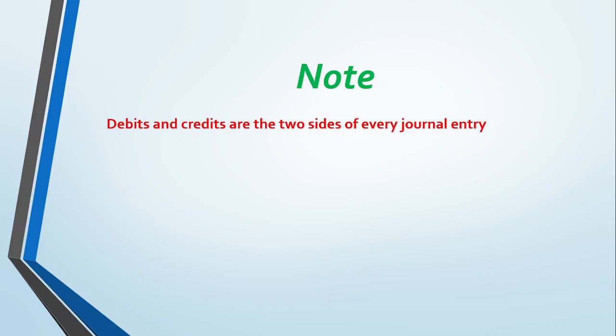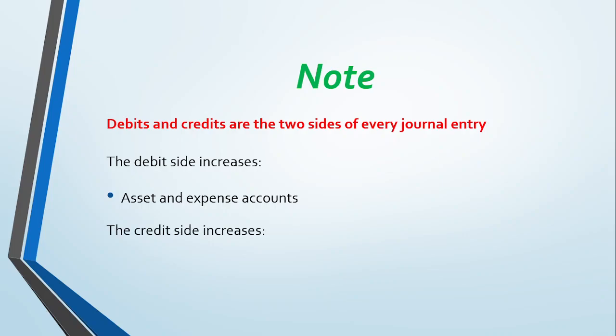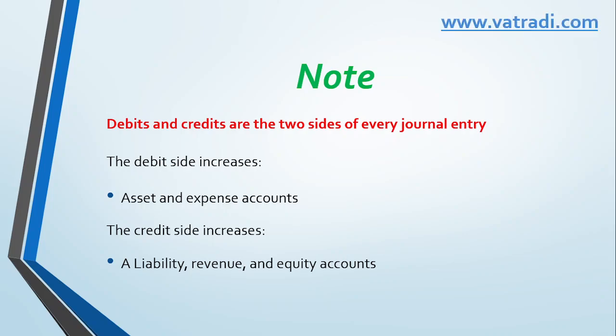What is important to remember is that debits and credits are the two sides of every journal entry. Every journal entry is prepared based on the double entry accounting principle that requires at least one debit and one credit, and the total debits must be the same as the total credits. The debit side increases asset and expense accounts. Instead, the credit side increases liability, revenue, and equity accounts.